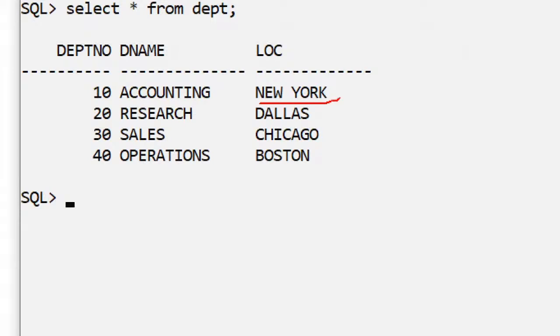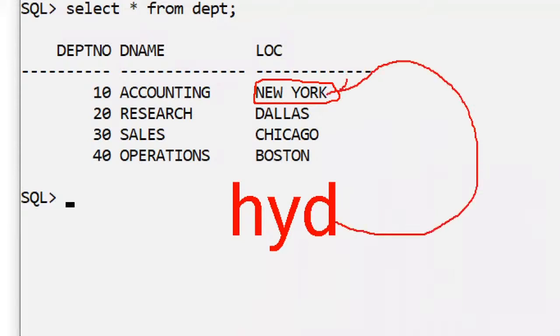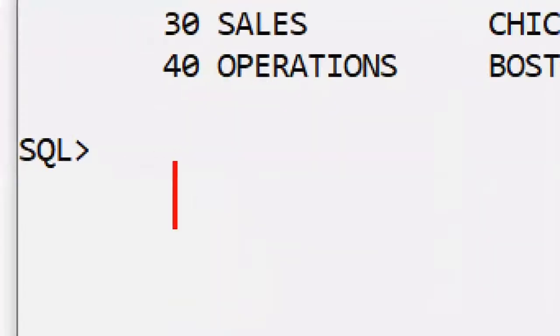Observe here. New York is a city, for example. In my project, today I want to change this New York location into Hyderabad as the location in my project. Suppose I want to change this New York location into Hyderabad in this relational database. How can I do it? Just at the SQL prompt, using the SQL language.